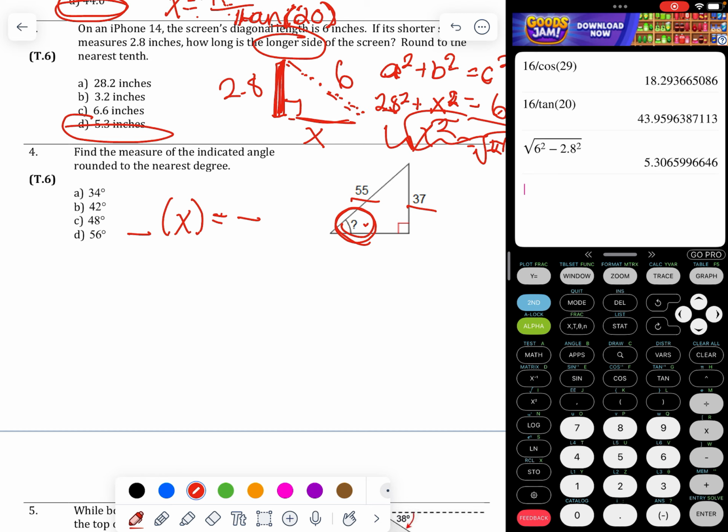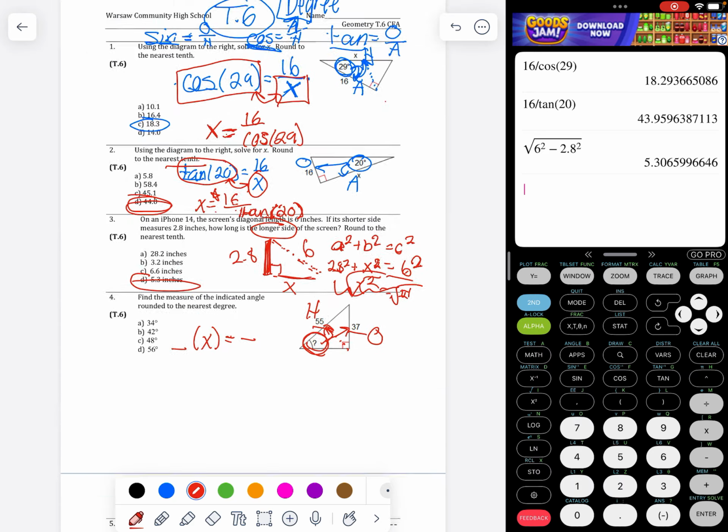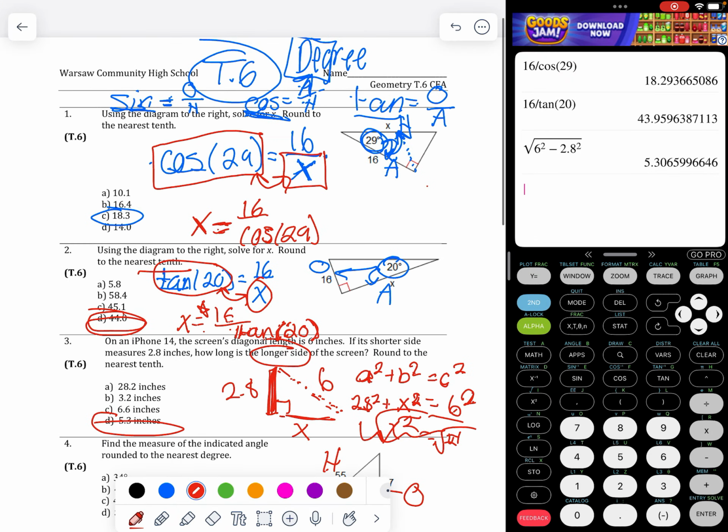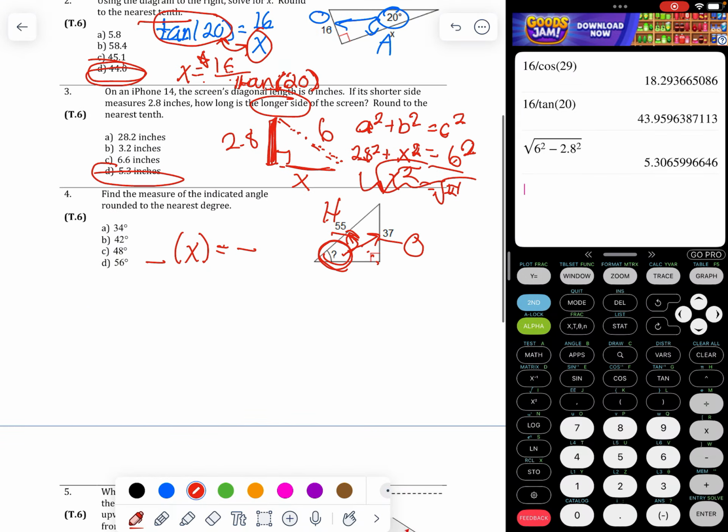So from the angle to the one side, 37 is the opposite. To the angle, 54 looks like the adjacent, but it's across from that right angle, so we have the hypotenuse. Well, the trig function that uses opposite and hypotenuse would be our sine. So opposite is 37, hypotenuse is 55, and we would be using sine.